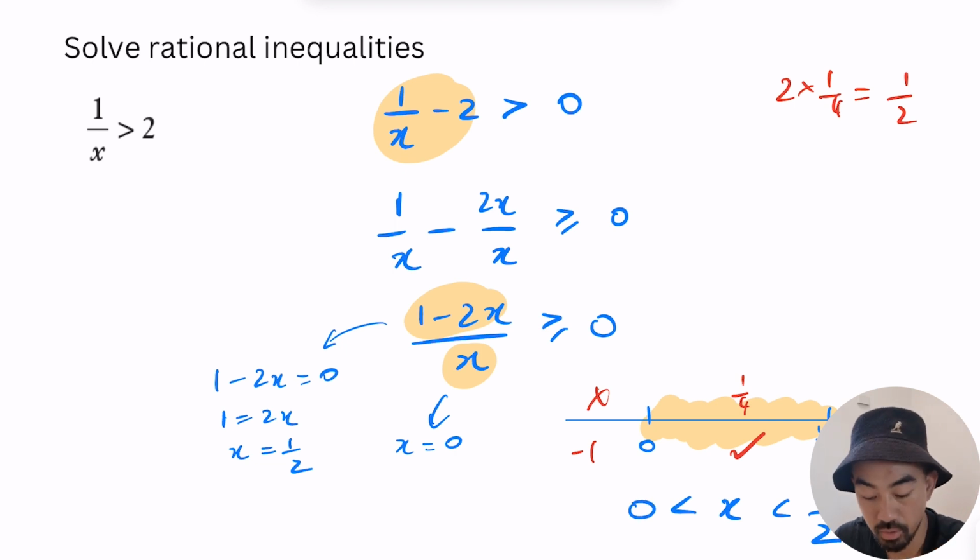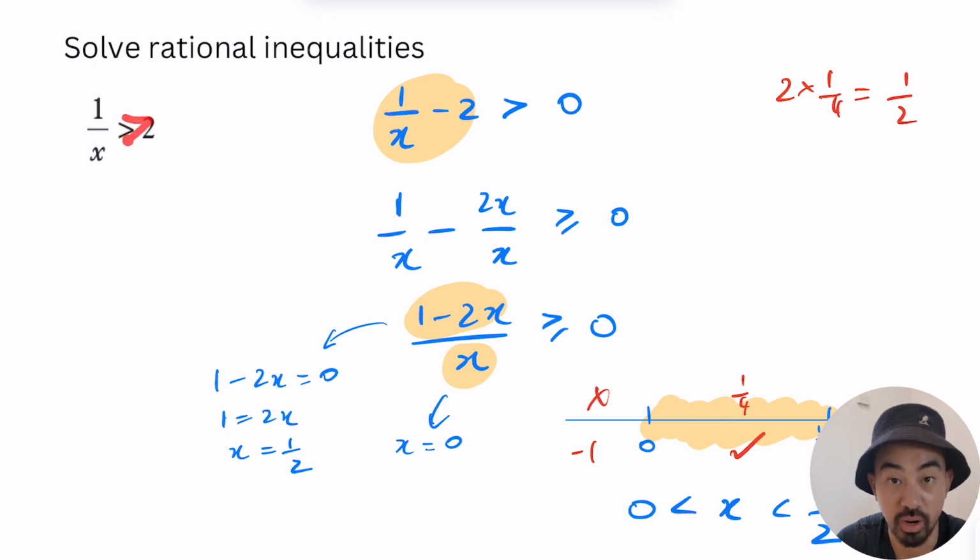Now, I just realized I've changed this question up. It was always greater than. So let me fix that up. Now, just one thing to be careful of when you do these questions is the denominator, remember, can never be 0 because that's undefined. So this should never be equal to.